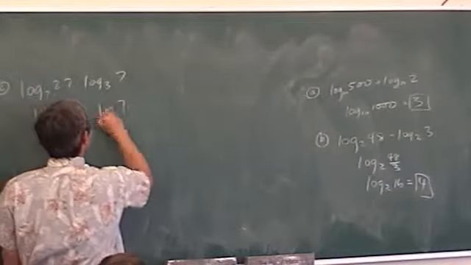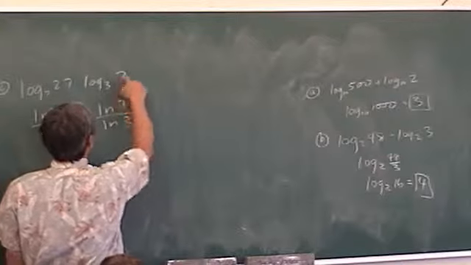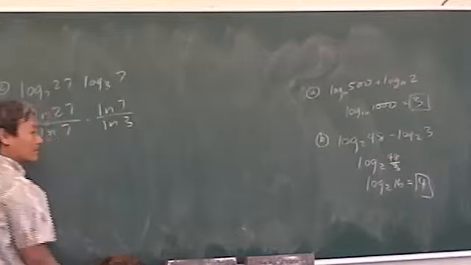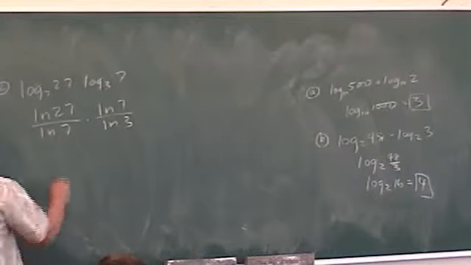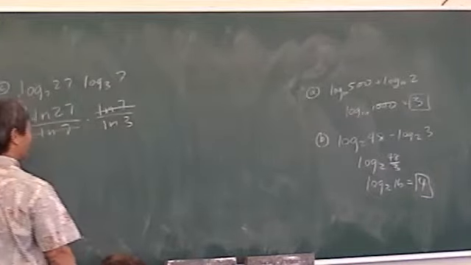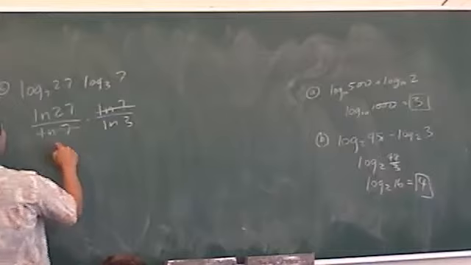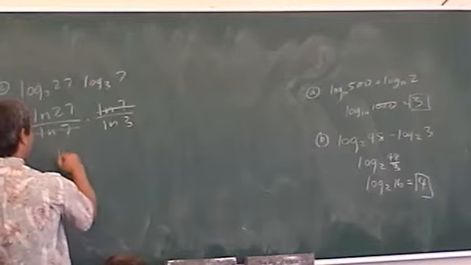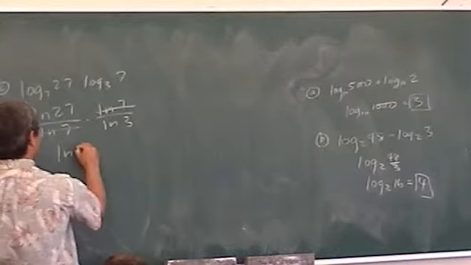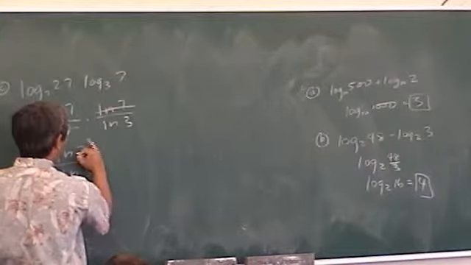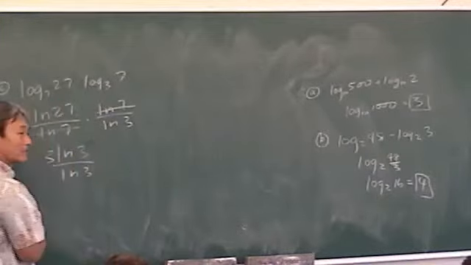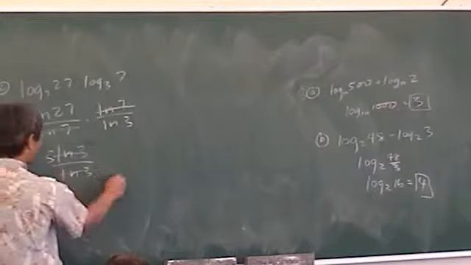Natural log 7 over natural log 3. Top number goes on the top, bottom number goes on the bottom. So easy. Okay, but now you have to simplify. And natural log 27, why would I want to write that as 3 to the third power? Because you can put the power in the front. And then the answer's 3.